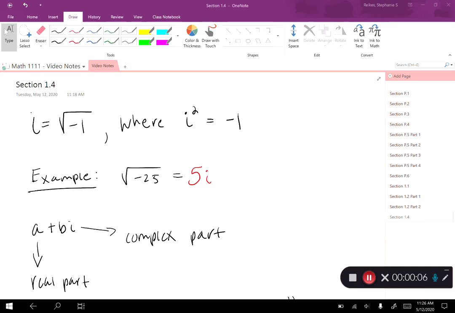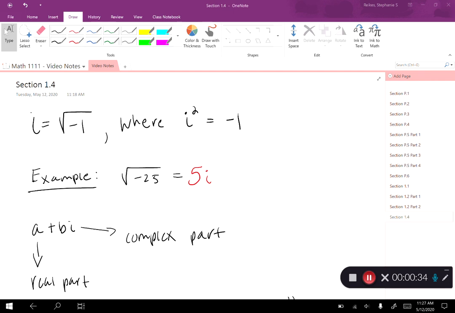In section 1.4, we are discussing complex numbers. Don't forget to go over the supplemental notes posted in Canvas for any examples I may have skipped in this video. Let's begin by talking about the imaginary unit, which is the letter i, and it is defined as i equals the square root of -1, where i squared is equal to -1.